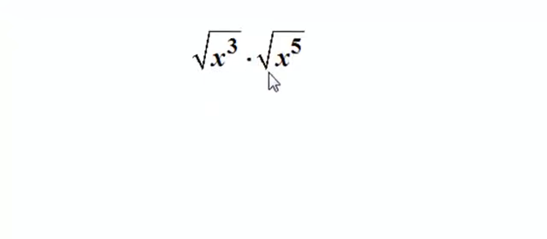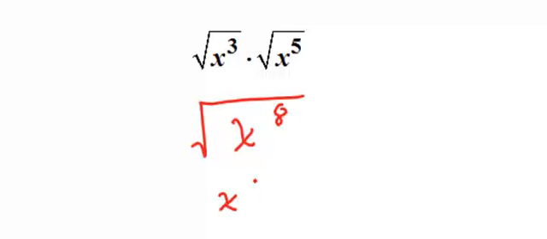We have the square root of x cubed times the square root of x to the 5th. We're going to push them all together, and we're going to say it's the square root of x to the, well, 8th power. That's an even exponent, so this is a perfect square. So we get x to the 8 divided by 2, half it, and we get 4.